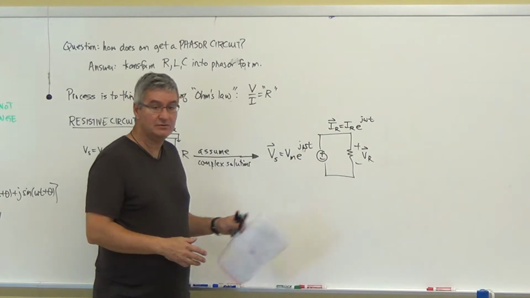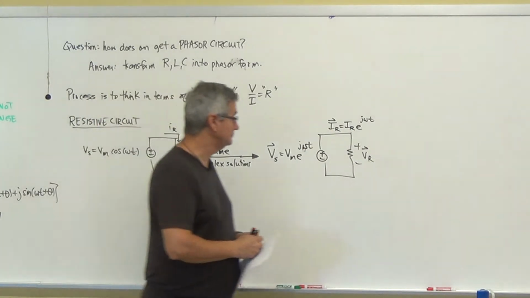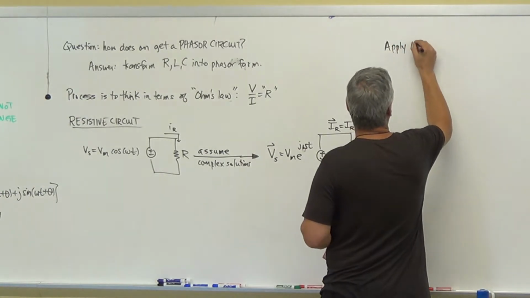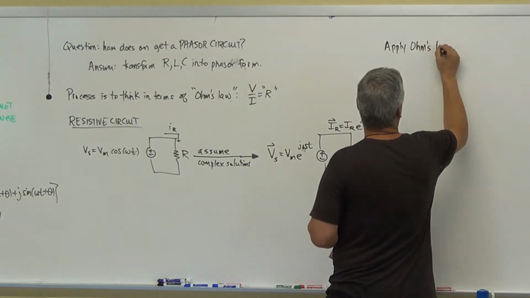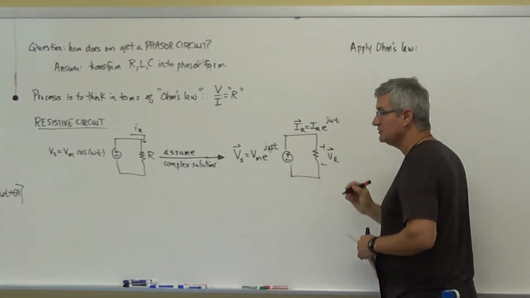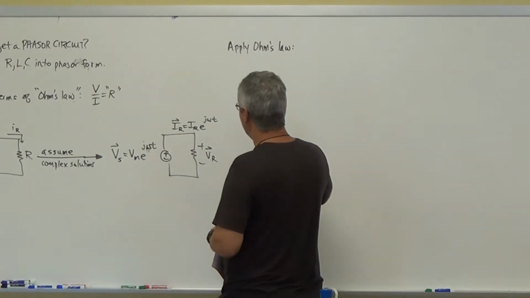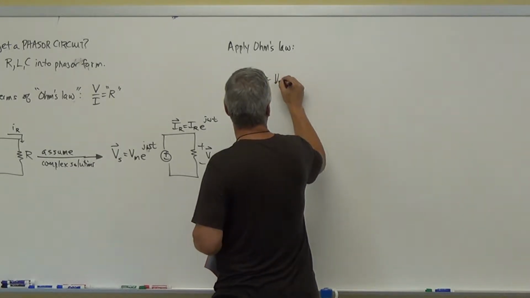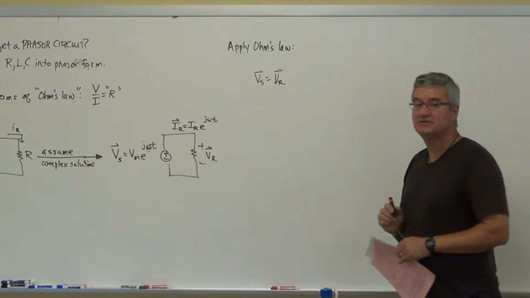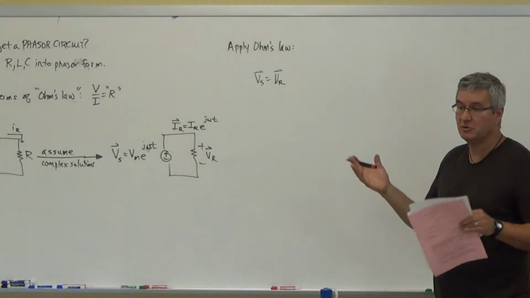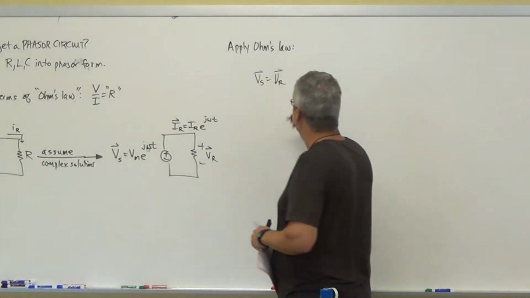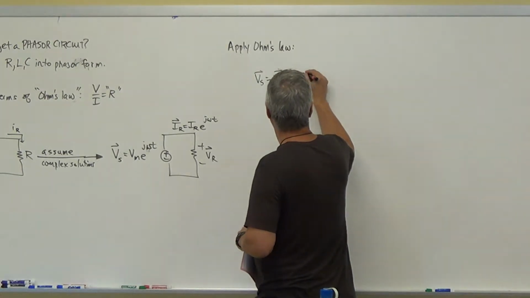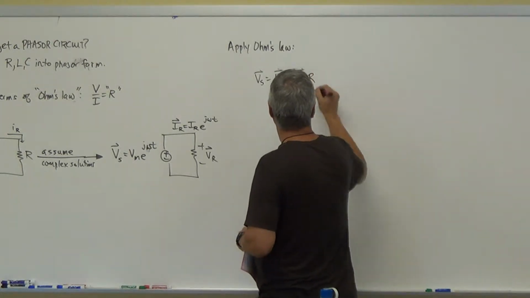So now, what am I going to do? I'm going to apply Ohm's law. If I want to solve for the current, I've got to get this here. According to this, the voltage source must be the same as the resistance drop. That's the only thing we see here. So now I look at this: it has to be IR times R.